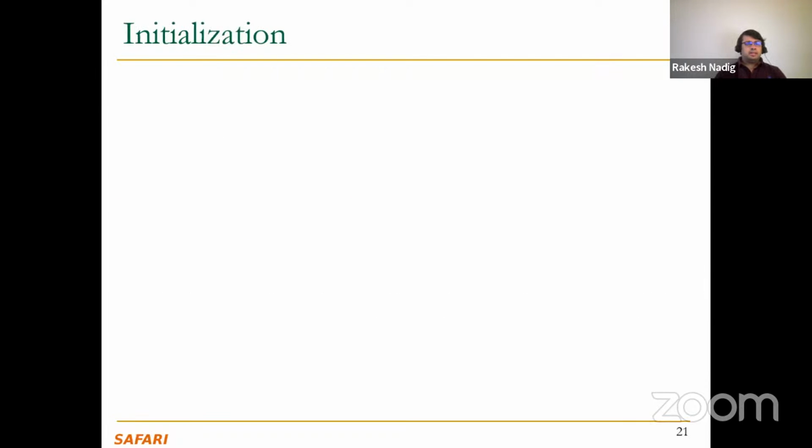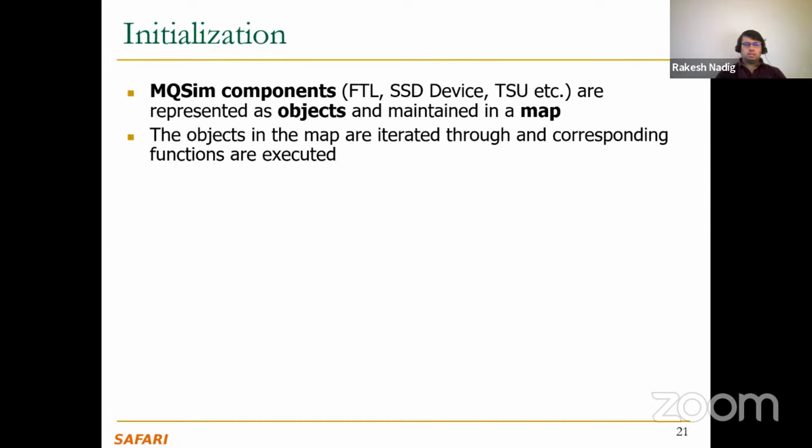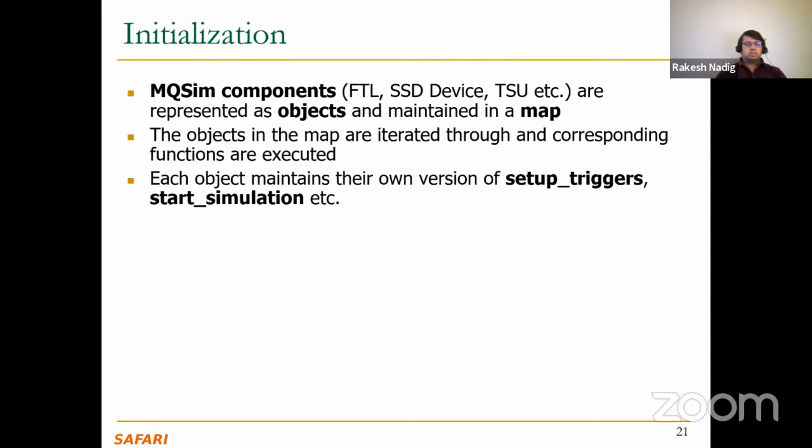Now we look at the initialization of MQSim. MQSim components like FTL, the SSD device, or the transaction scheduling unit are represented as objects and are maintained in a map. These objects in the map are iterated through and corresponding functions are executed. Each object maintains its own version of different interfaces which are required for the simulator to call the objects.